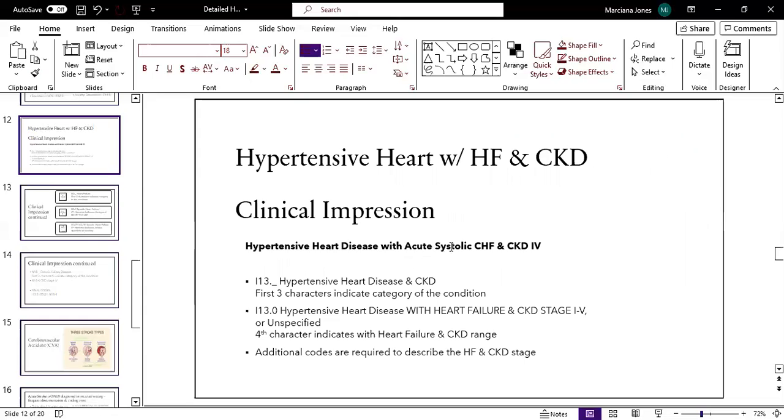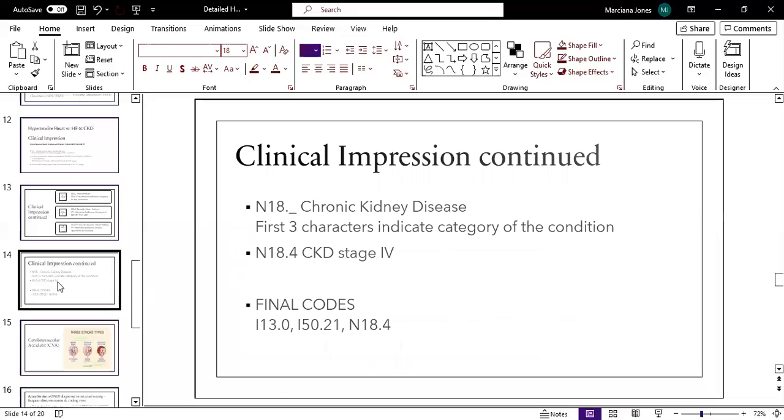I'll go back here, hypertensive heart with heart failure CKD. And remember here we have hypertensive heart disease with acute systolic congestive heart failure and CKD stage 4. We've looked at the I13, which is the hypertensive heart disease, CKD with the heart failure. So let's go and code the stage of the chronic kidney disease.